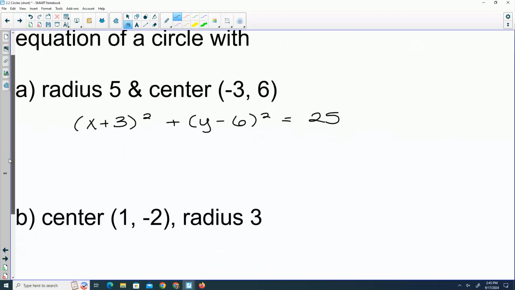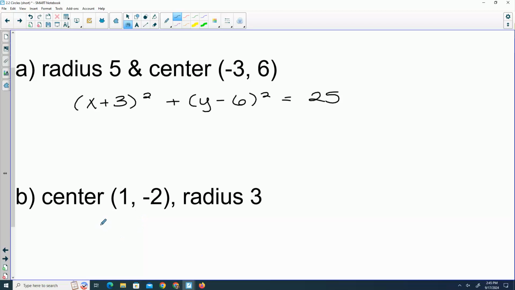All right, so you guys tell me what the equation would be on part B. Equals?